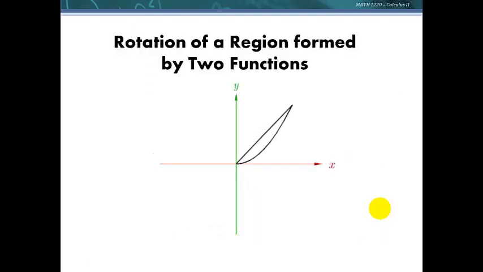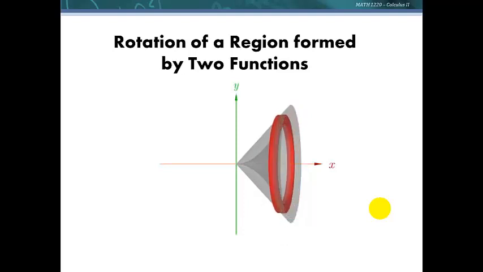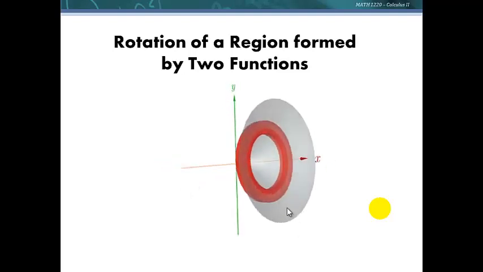Now we could have two functions. We don't have to use the axis as the lower limit or one of the limits of our region. So let's see what this would look like if we took and rotated this around the x-axis. So we're taking this region, rotating around the x-axis, and then after we get this volume, if we do a slice, we see that it is not a disk. We can look at it at various x values, but we call it a washer. It is a disk with a hole in the middle.